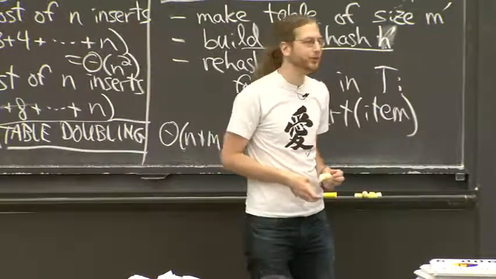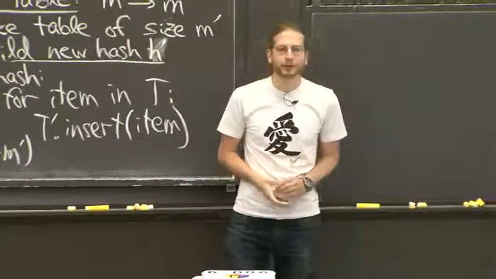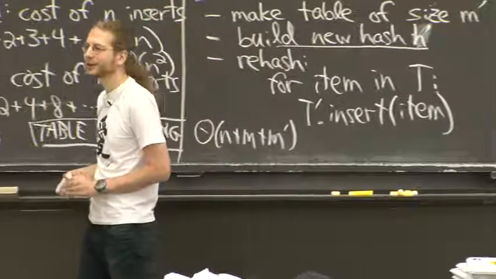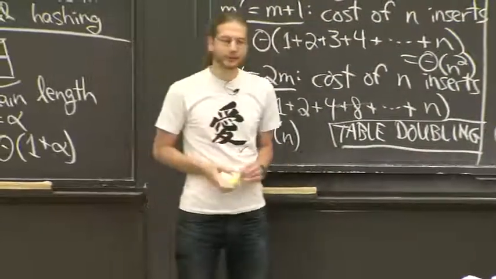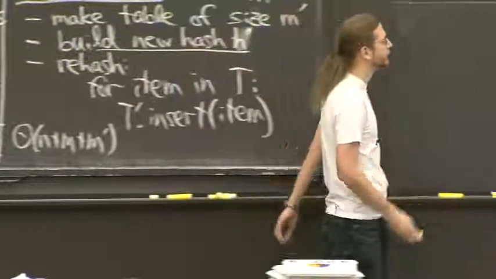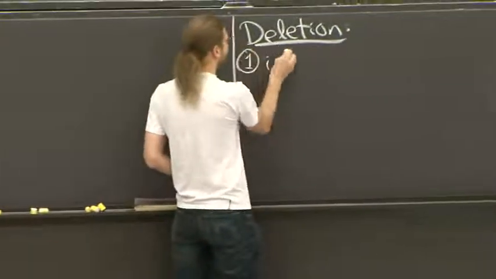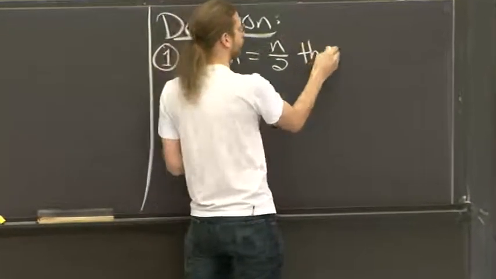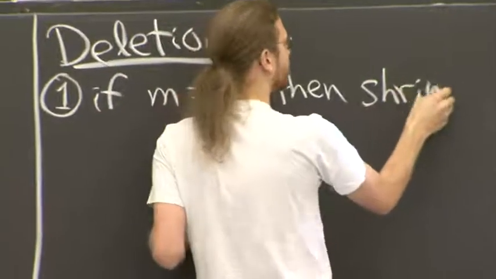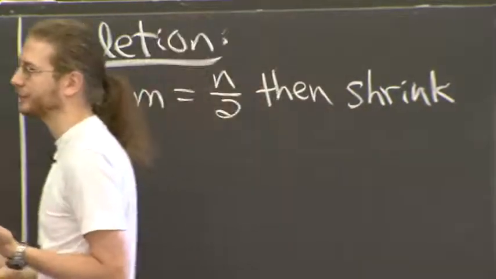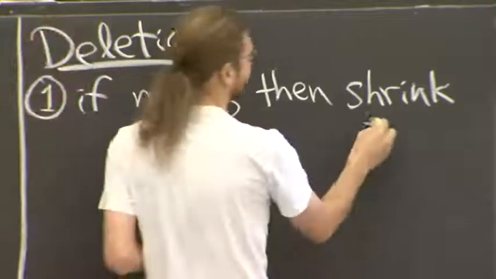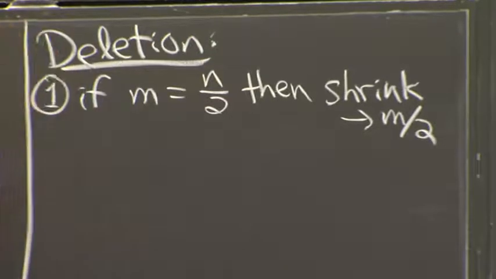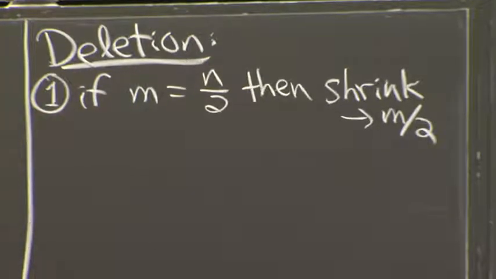This is a little more subtle. There's two obvious answers. One is correct, and the other is incorrect. Yeah? When n is half the size of the table. Good. So option 1 is if the table becomes half full, then shrink to half the size? Sure. OK. That's on the right track. Anyone see a problem with that?